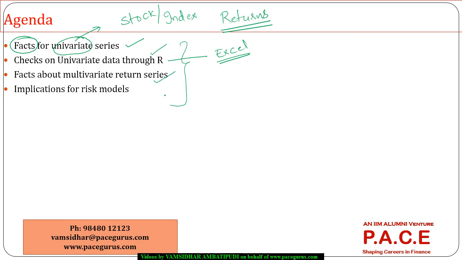Then we move our attention towards the multi-variables, the return series, finding out the relationships between the various variables. What do we really understand about the relationship between the multiple variables? We'll try to understand the conceptual aspect or the theory behind what people talk about the relationships between the various variables, and probably let's try to understand from the R and the Excel formulas as well.